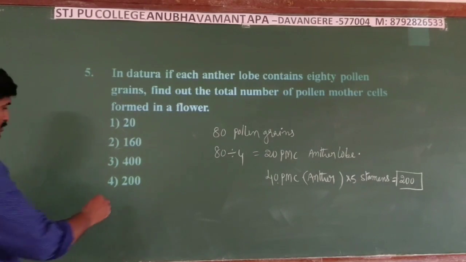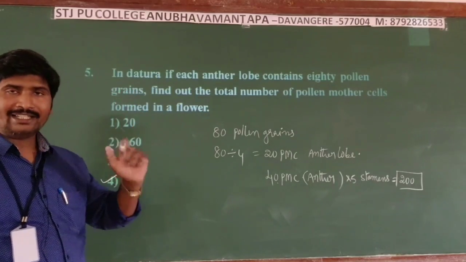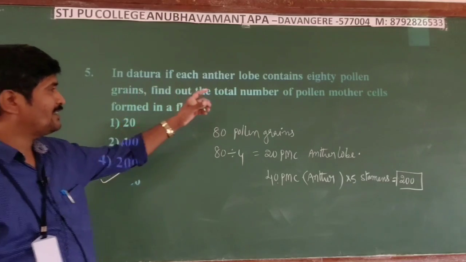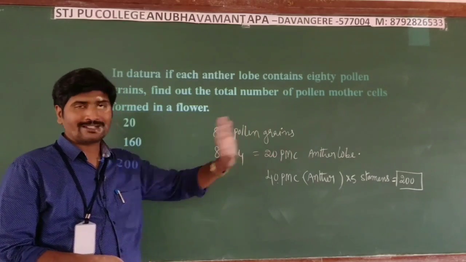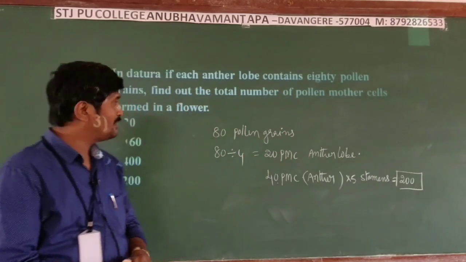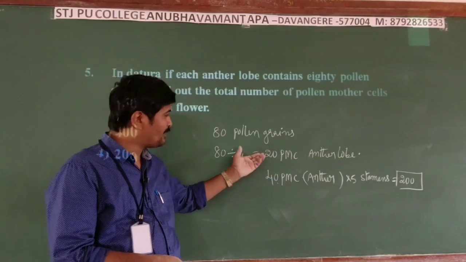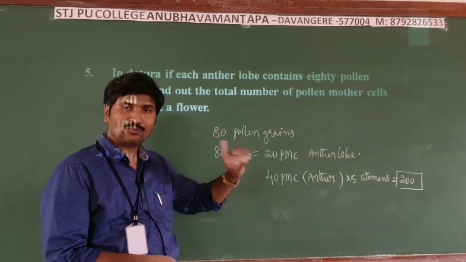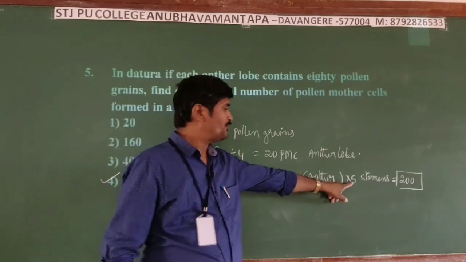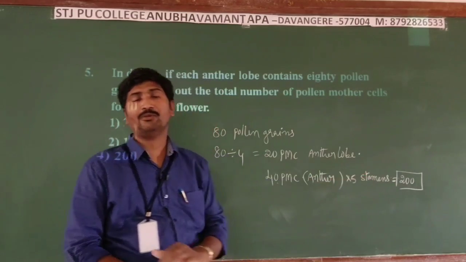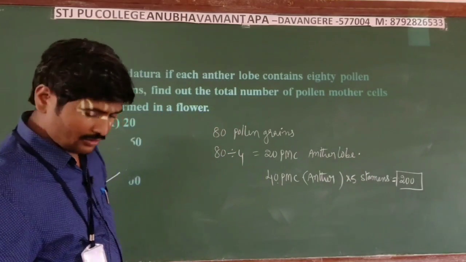What is the correct option? 200. Clear? Datura has a dicotyledonous anther. Each anther lobe contains 80 pollen grains. The 80 pollen grains are given by 20 pollen mother cells. It is only one anther lobe. The other anther lobe also has 20. 20 plus 20, 40 pollen mother cells, that is one anther. Total how many anthers are present in a single flower of Datura? 5 stamens, that is 5 anthers. 40 into 5, that is total 200. Next one.